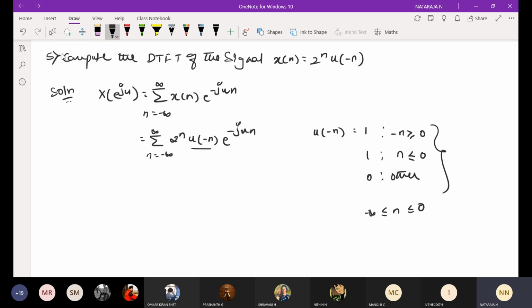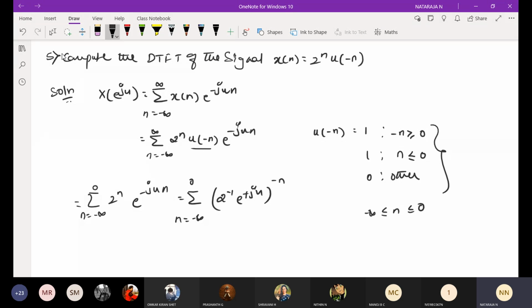With respect to that, I replace it with the summation n equals minus infinity to 0 of 2 power n e power minus j omega n. I have already found the limits, so there is no need to write u of minus n again. Now I'm going to simplify the equation: the sum from minus infinity to 0 of 2 inverse times e power plus j omega, whole to the power of minus n. I'm going to make it a single term.